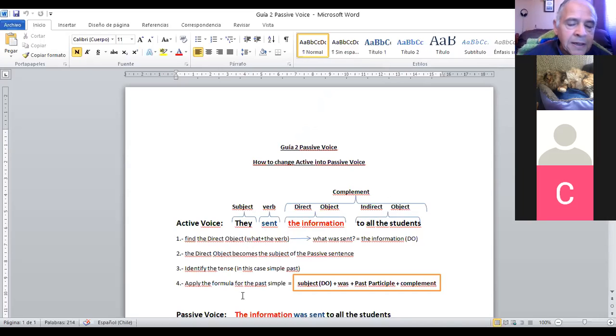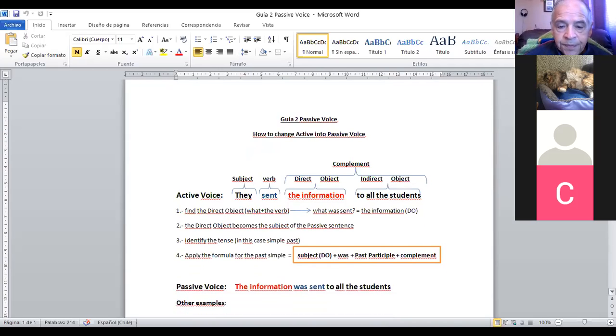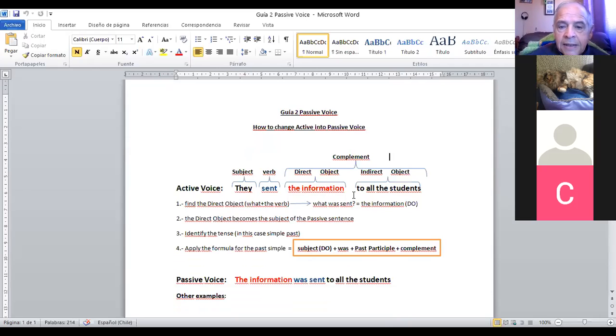The formula that appears in the other guía that I sent you for each tense. So, for example, in this case, the passive voice is going to be composed by the subject, which is the direct object, was, in this case, because it's past participle, and complement. So in here, you have the solution. They sent the information to all the students. So the information was sent to all the students. The information, the direct object from the active voice, the formula for the past tense was sent, and then the rest of the complement.